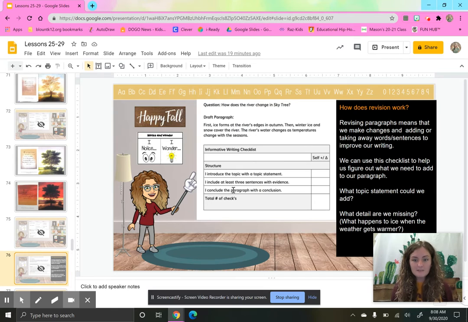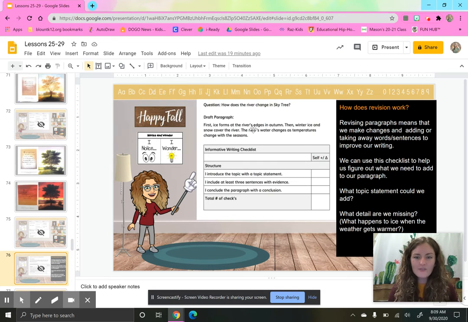That is called revision. So we have a draft paragraph right here that is missing some things. So we can use this checklist to help us think about what we are missing and what we can add. So when we are doing informative writing, we need to make sure that we introduce with a topic statement. We have 3 sentences with evidence, and we end the paragraph with a conclusion. So as I read this, I want you to start thinking about what is missing in this paragraph. You ready? All right, here we go.